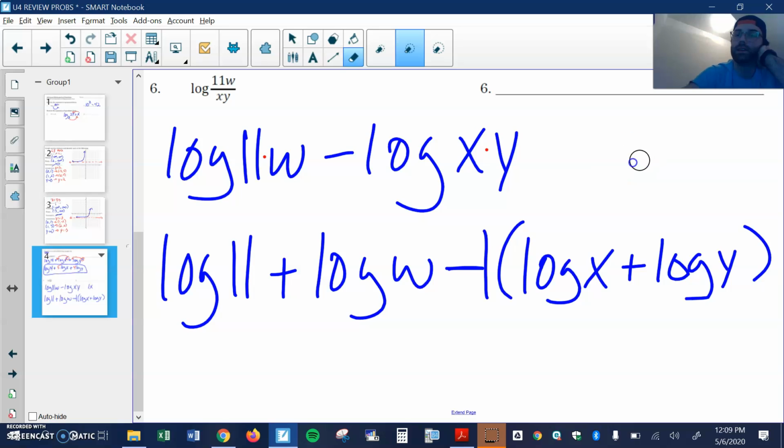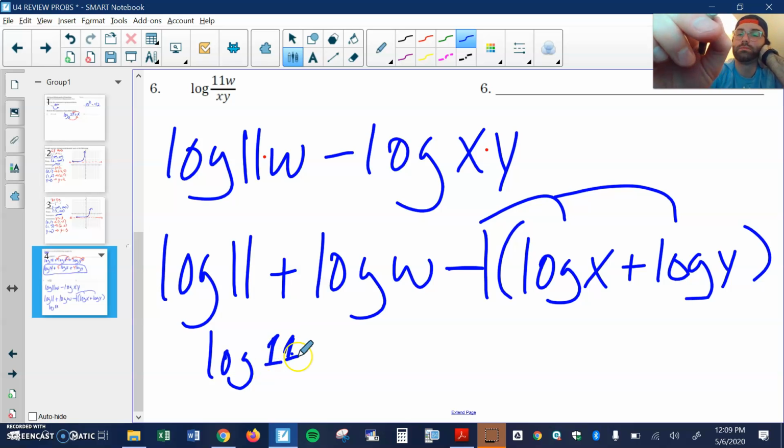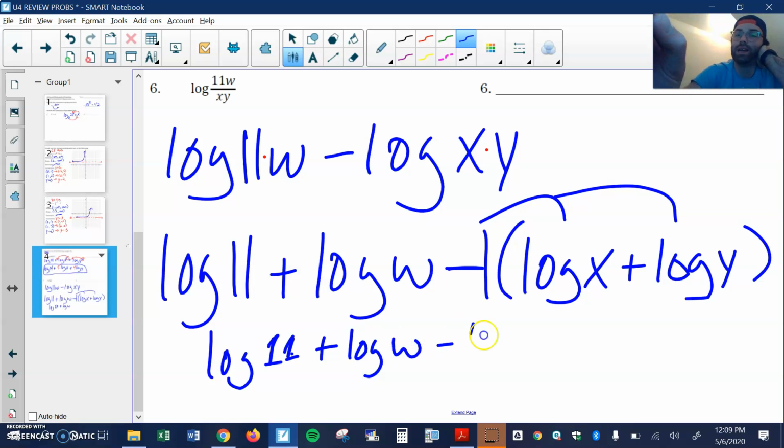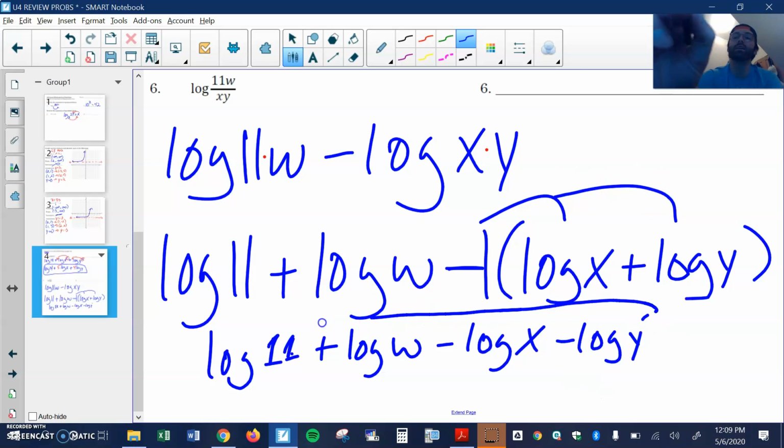Same idea. If I'm subtracting a parentheses like this, I can imagine that there's a 1 attached in front, and really I'm just distributing my negative. So it's the log of 11 plus log w minus log x minus log y. The double subtraction like this tells me that x and y both need to be in my denominator. All right, and then this will be my final answer.